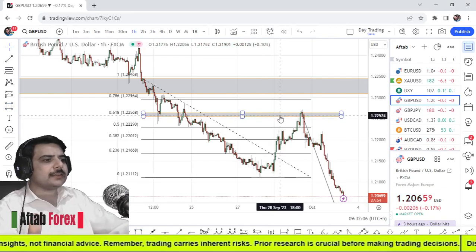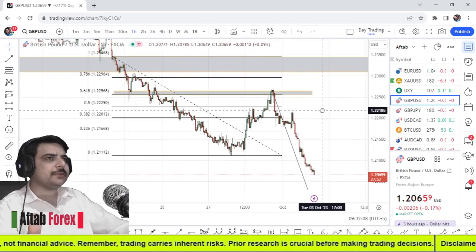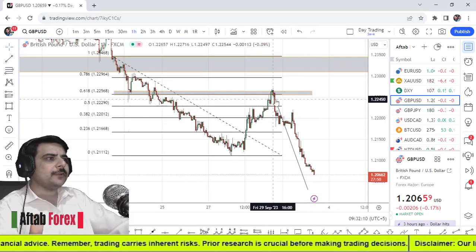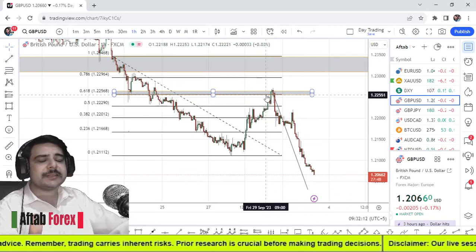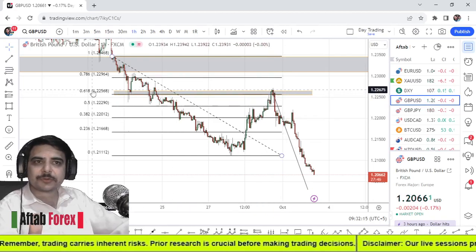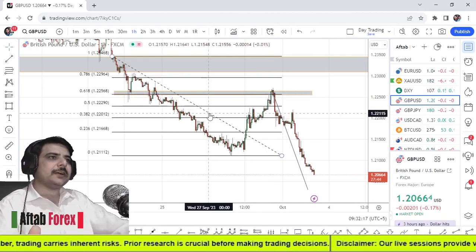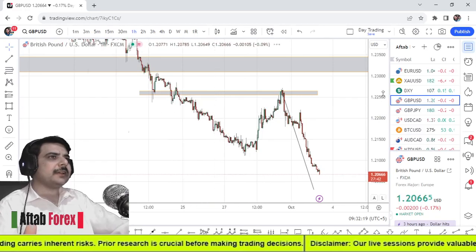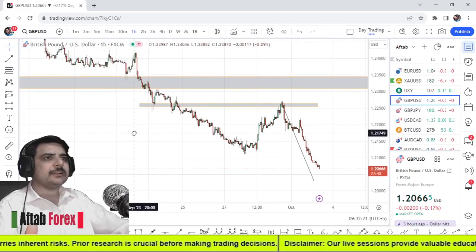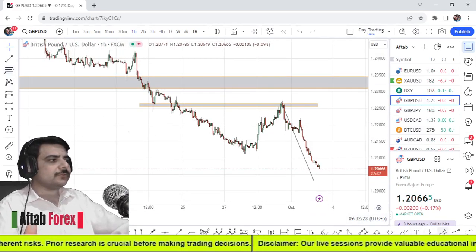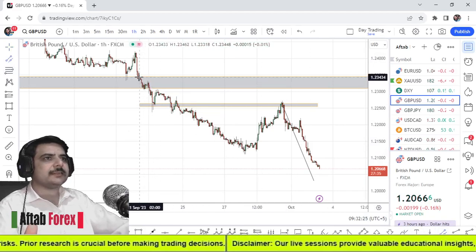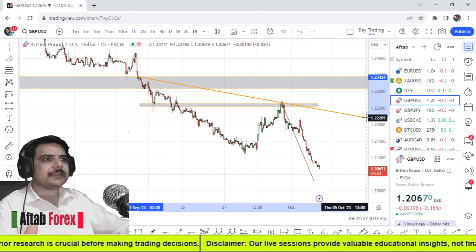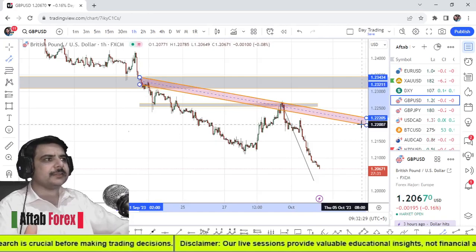So on this resistance zone, if we see, very nice resistance zone, 61.8% retracement. Now I'm going to delete everything and I just want to have a look at it. First of all, I will also draw this, not channel but obviously a trend line.